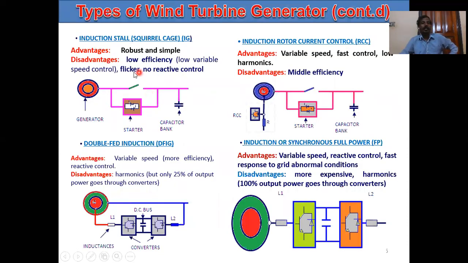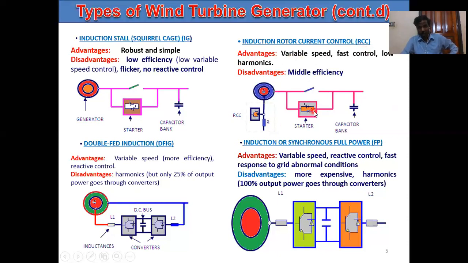Then, what are the advantages and disadvantages of the induction stall squirrel cage induction generator, induction rotor current control, and double fed induction generator or induction or synchronous full power? First, the induction stall squirrel cage induction generator. The main advantage: robust and simple. And disadvantages: low efficiency, flicker, no reactive control, low variable speed control. And second, induction rotor current control.